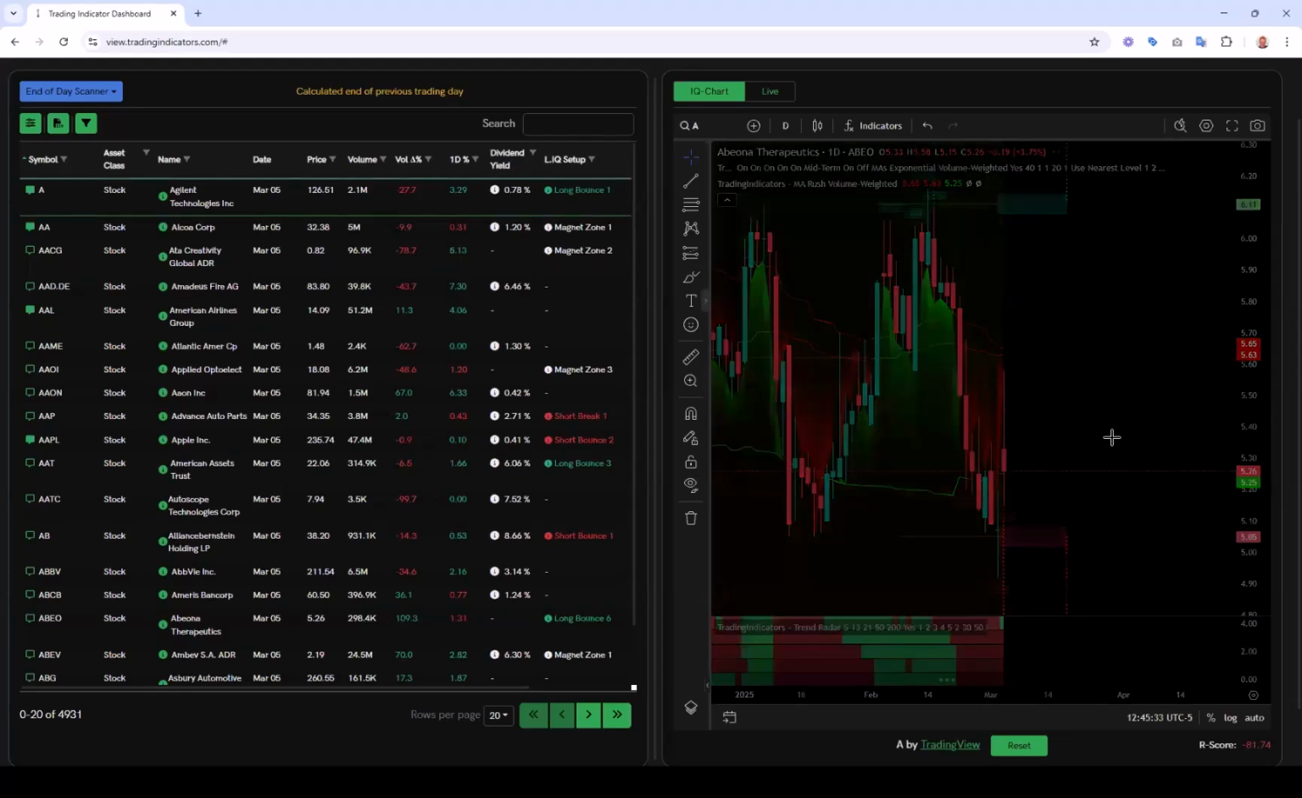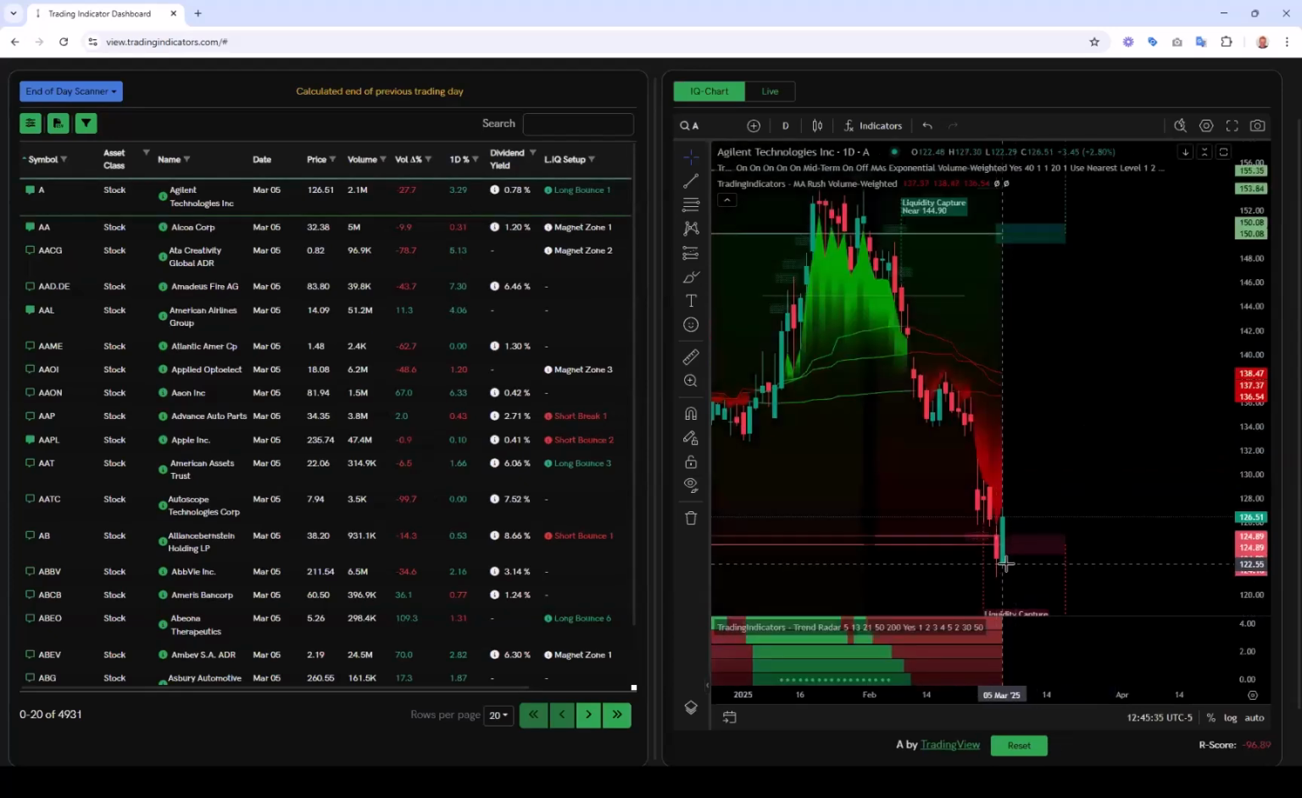For Agilent, sorry, one more time back here, the difference between the open price down here at 122.50 and 126.51, which was the close price. So this is what's shown here by this column. All right. Okay, so this was the first set of scan criteria.